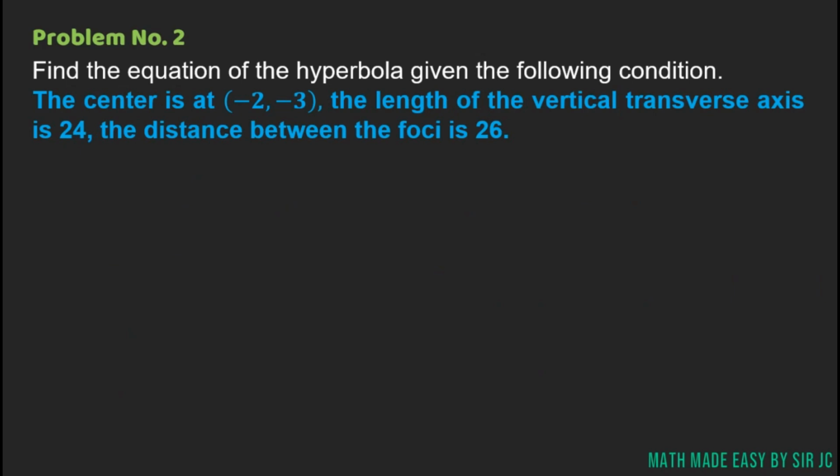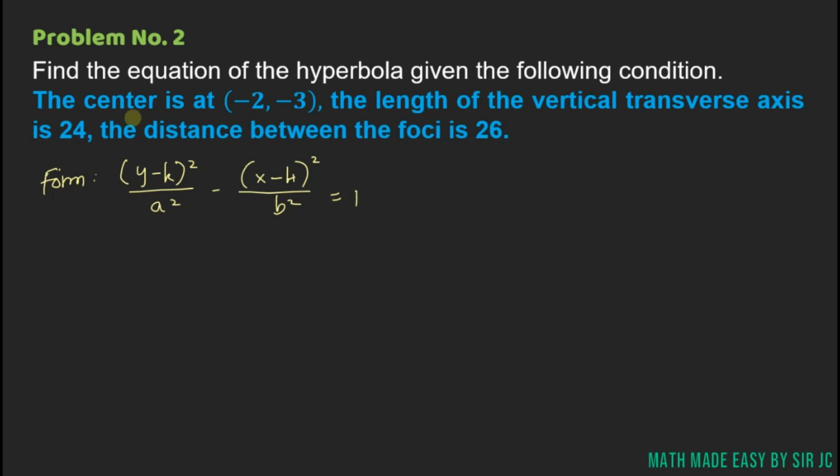Find the equation of the hyperbola given that the center is at (-2, -3), the length of the vertical transverse axis is 24, and the distance between the foci is 26. Okay, first, we have to identify the form. It is already stated that we have a vertical transverse axis. So if that's the case, we have the form (y - k)² over a² minus (x - h)² over b² equals 1.